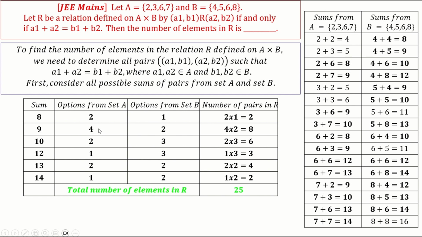For 9, there are 4 possibilities in set A and 2 possibilities in set B. Okay. So 4 into 2, 8 pairs are possible in the relation. So similarly, you do it for 10, 12, 13, 14. Then the total number of pairs in the relation is 25. Sum of all this. Okay, 25. This is a very interesting problem from JEE Mains.